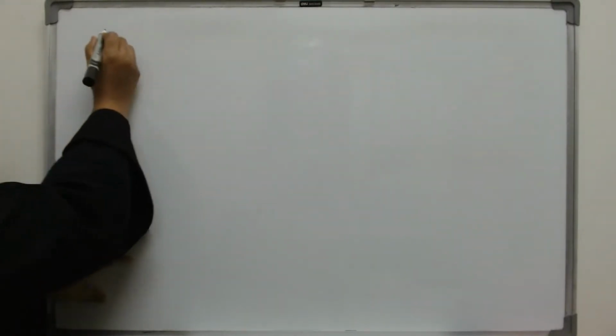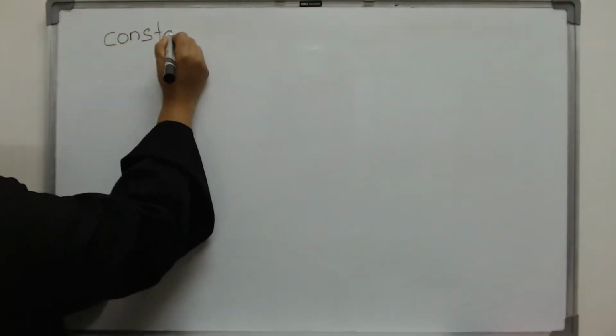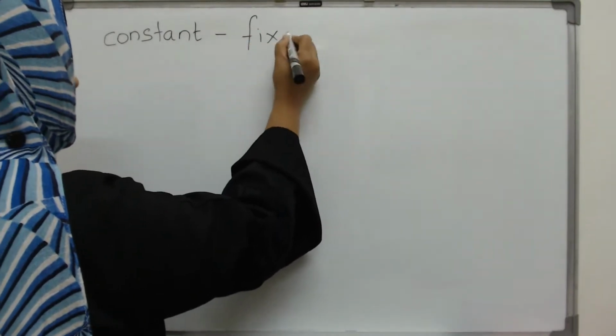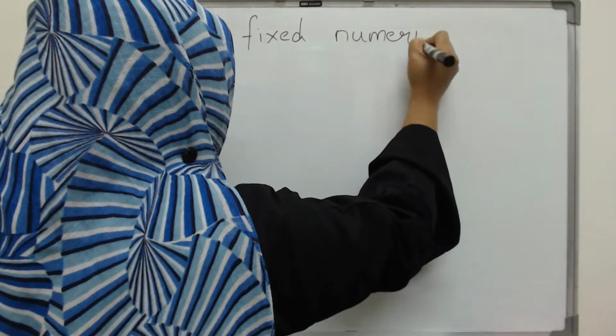In this class, let us study about algebraic expressions. Let us start with some basic terms. The first term we learn today is a constant. A constant is any quantity which has a fixed numerical value.